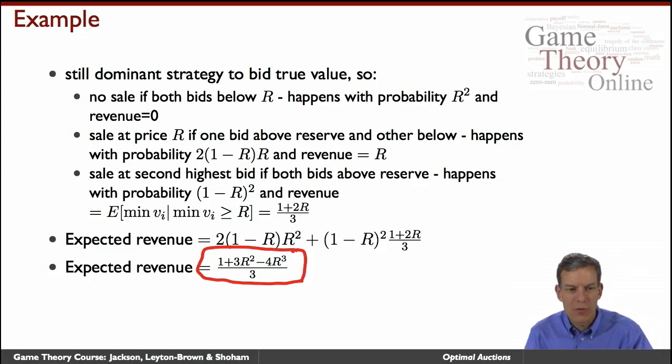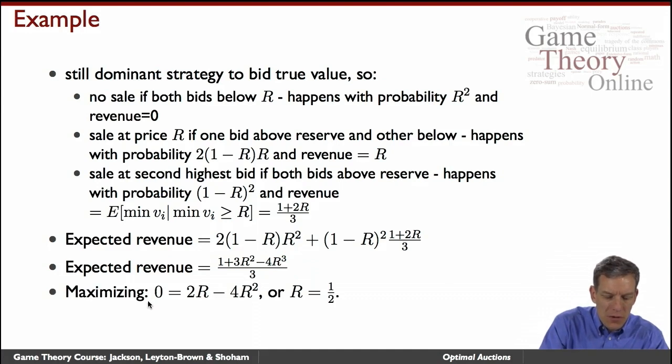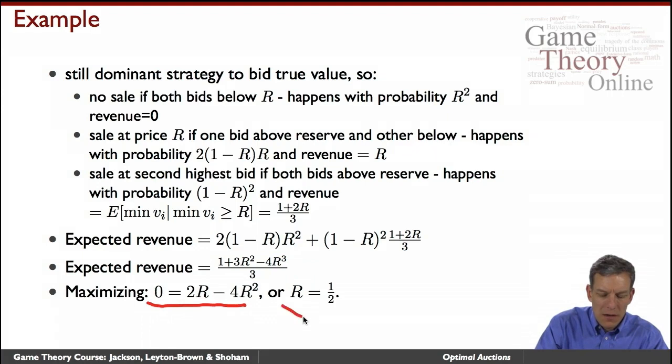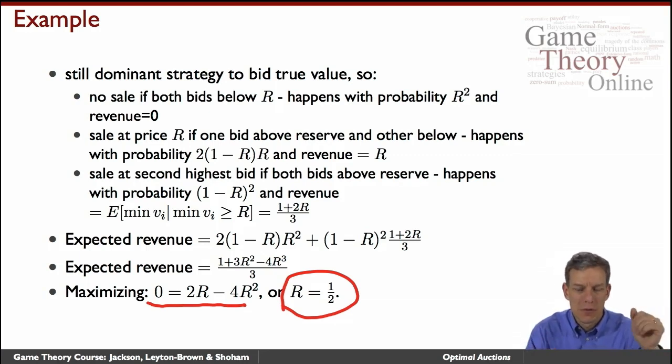So let's take the derivative with respect to R and set that equal to 0. What do you get? 0 equals 2R minus 4R squared. Solving that, R is equal to 1/2. So what does that tell us? If you're facing two bidders in a second price auction, uniform values between 0 and 1, you set a reserve price of 1/2, that's going to maximize the expected revenue.